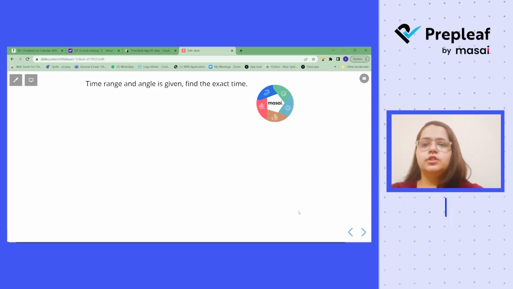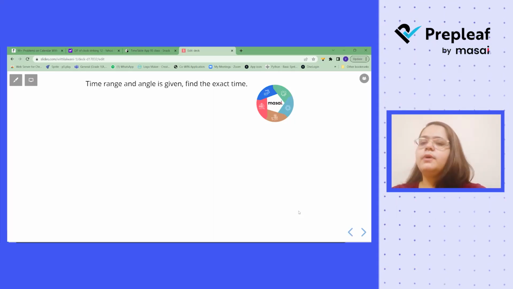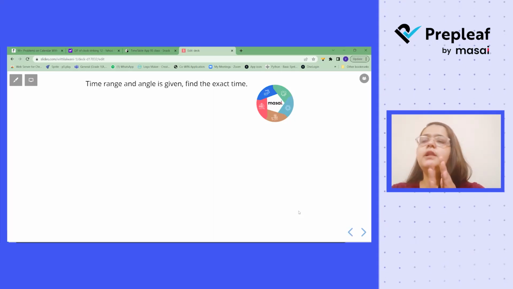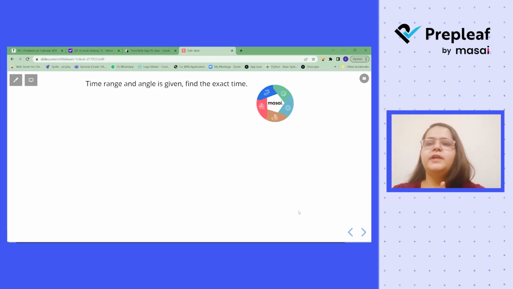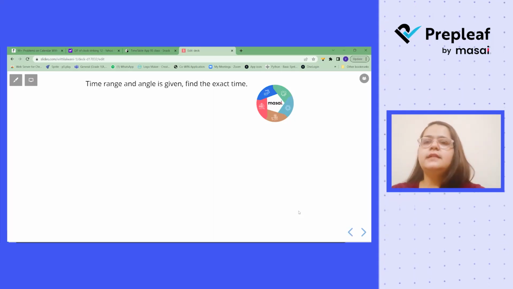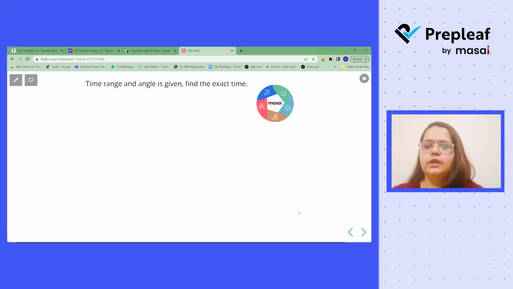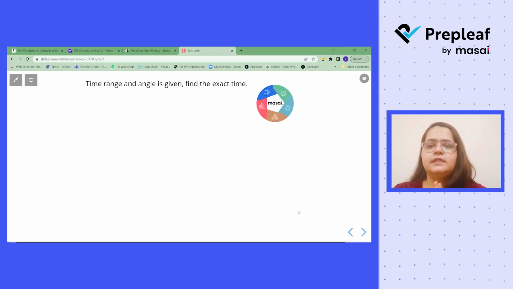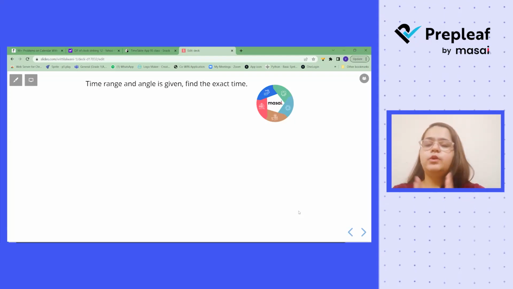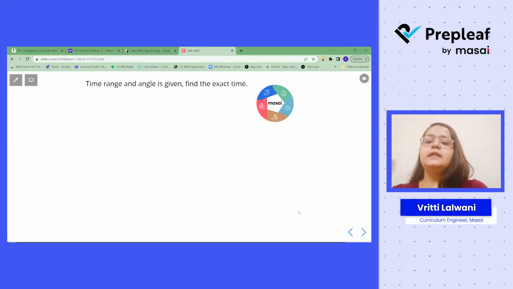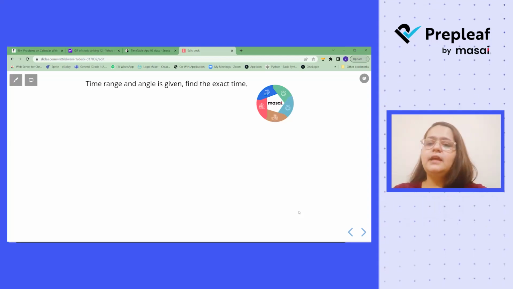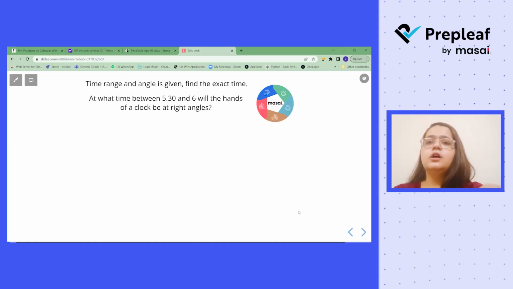So what is today's question? Today we are talking about a simple question where the time range is given. For example, between 3 to 4 or between 7 to 8. That is known as the time range. The angle is given. The angle would be 30 degree, 180 degree or 5 minutes apart, 10 minutes apart. So that would be an angle. You have to find the exact time in that time range when the hour and minute hand would be making that specific angle. Let's see the question.